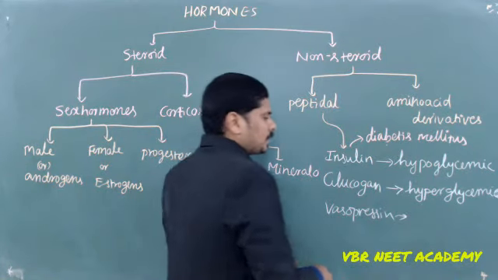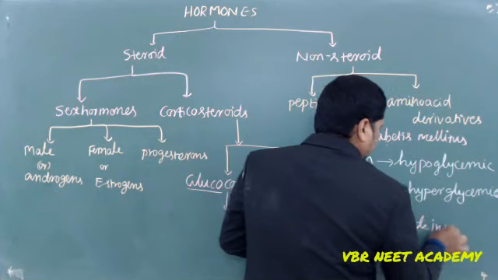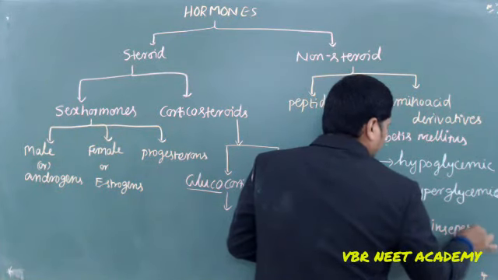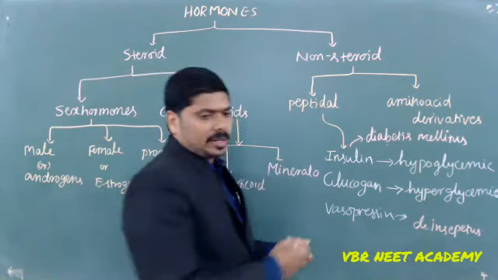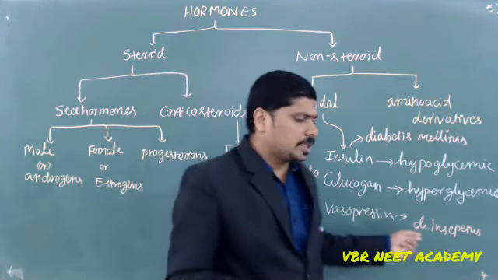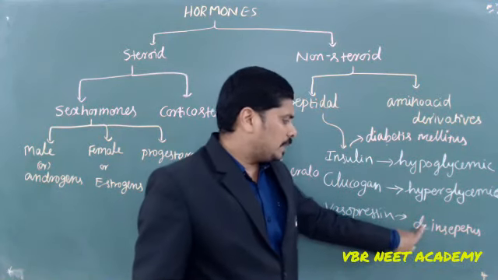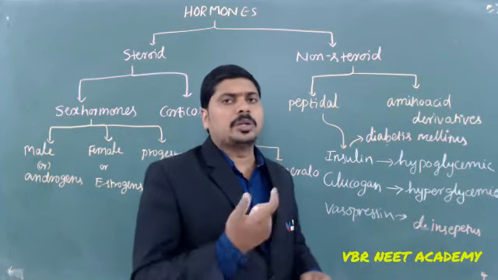Whereas vasopressin deficiency is going to cause diabetes insipidus. It is called diuria, that is more urine secretion. Vasopressin is an anti-diuretic factor, so its deficiency causes diuria, that is more urine secretion.